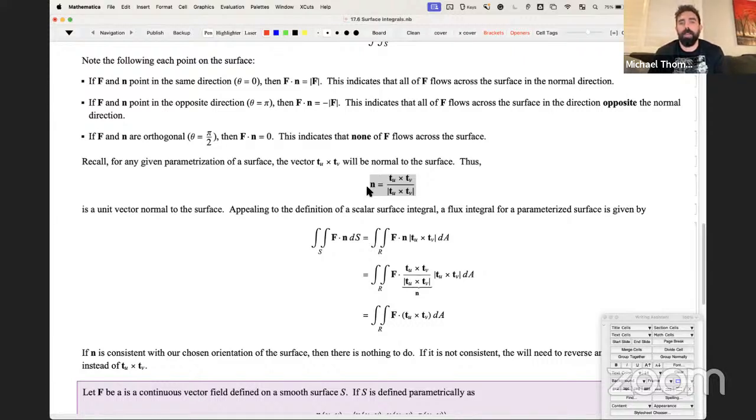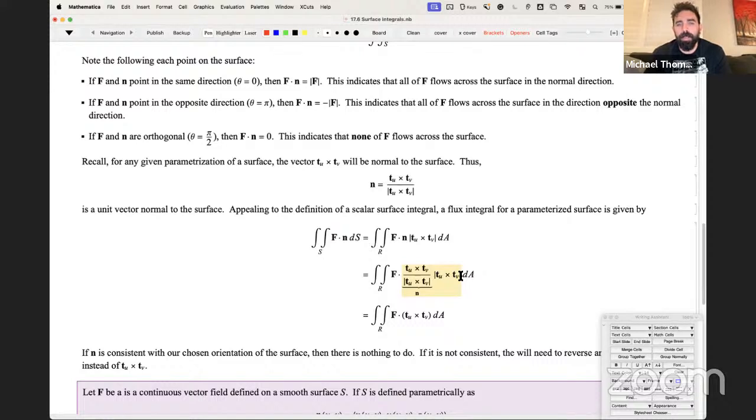If we appeal to what we did earlier with the scalar surface integral, how do you calculate those? You take your scalar function. In this case, our scalar function is f dot n, that's what we're adding up. Then you integrate over the parameter region and you throw in the magnitude of tu cross tv. But we know what n is, so we could throw that in like so.